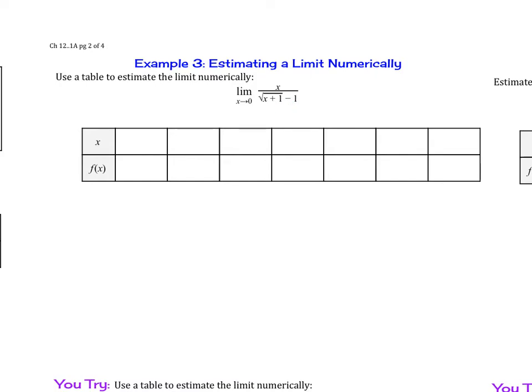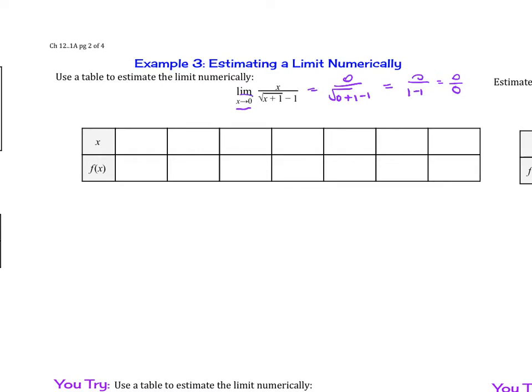If we actually tried to substitute and plugged in 0, we would get 0 over the square root of 0 plus 1 minus 1, which is 0 over 1 minus 1, which is 0 over 0. You're not allowed to have that, and later on we're going to learn that's an indeterminate form. So at this point we have to estimate the limit numerically. This is why we practiced with linear functions in the previous example. Now it's not linear, so it's a little more difficult to figure out.